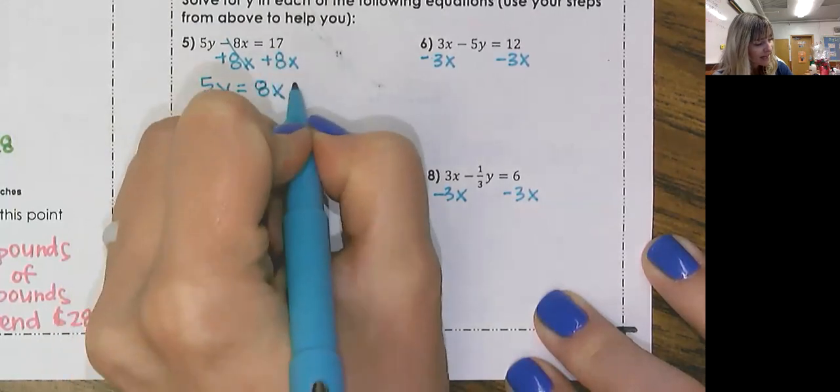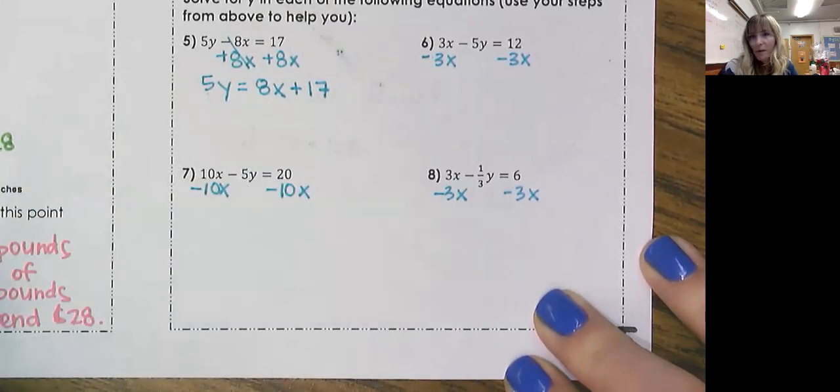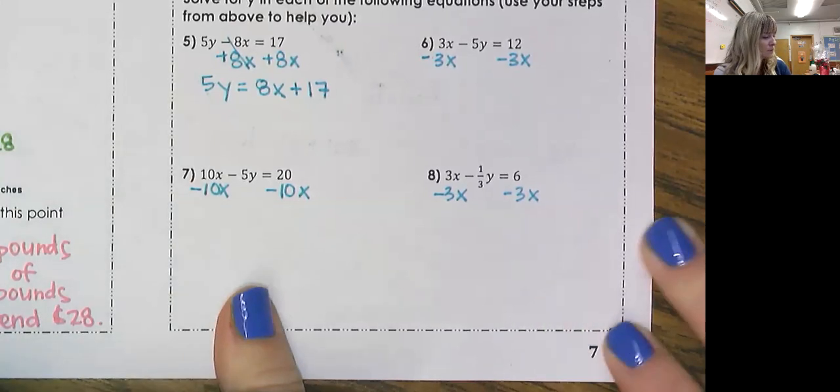I'm gonna write this as 8x plus 17, because I can't actually combine them. Okay, could I write 17 plus 8x? Absolutely, but I'm gonna put the x term first and you'll see why.